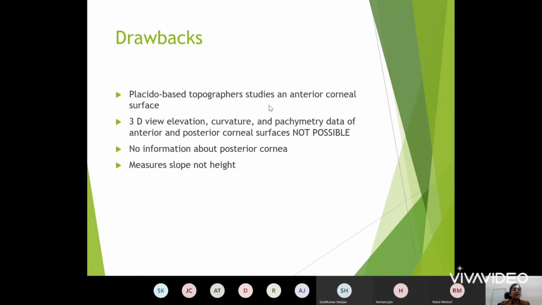It studies only the anterior corneal surface. It does not tell us anything about the posterior surface, which has a very important role. It does not give a 3D view. It does not give elevation, curvature, or pachymetric data. It gives no information about the height.